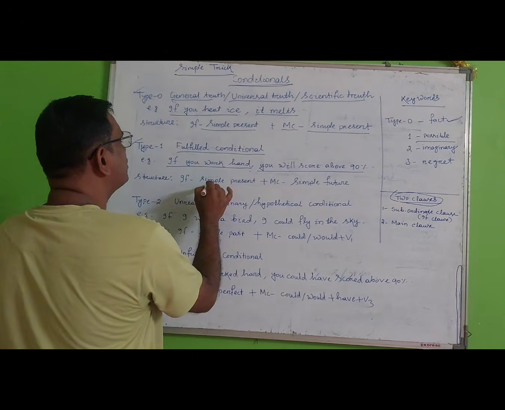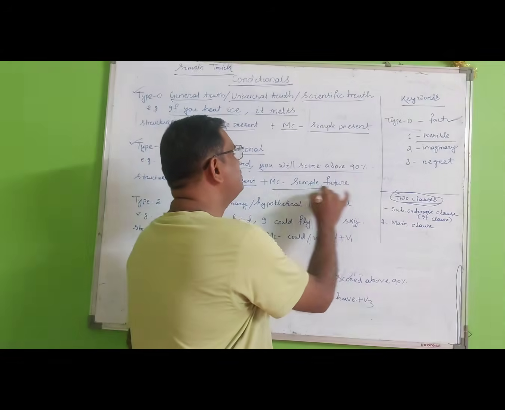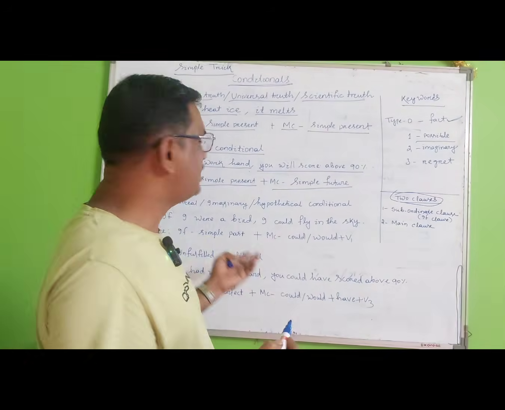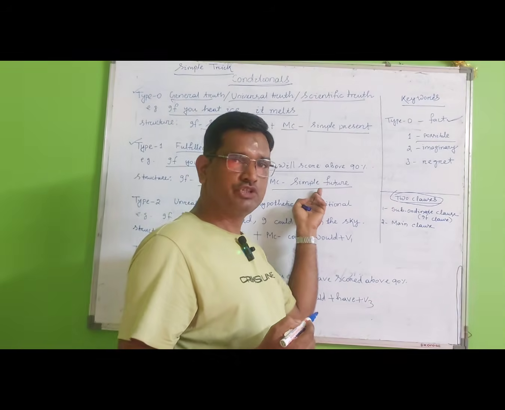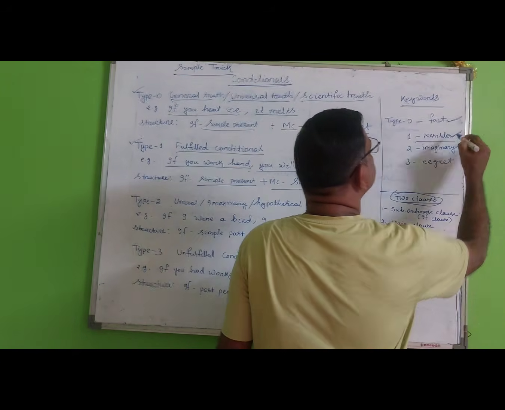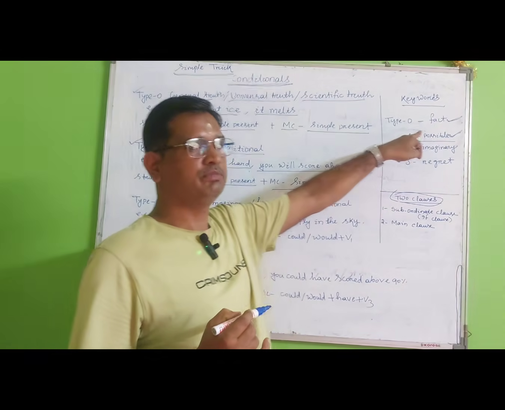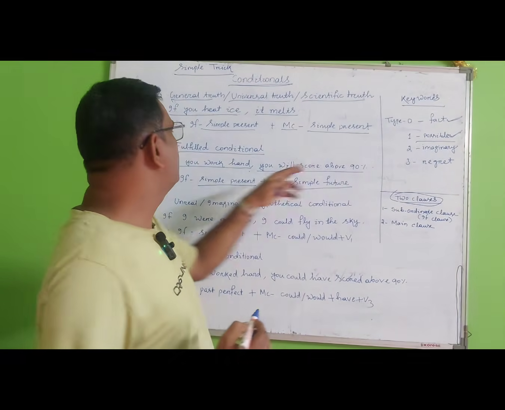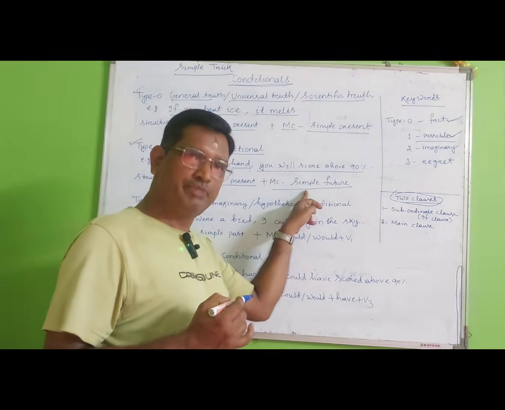The structure is, in the if clause you have to use simple present tense, and in the main clause you have to use simple future tense. That means you have to remember here simple present plus simple future. Its keyword is whatever possible. The keyword for type 1 is whatever possible. We have to use fulfilled conditional. That means simple present plus simple future.